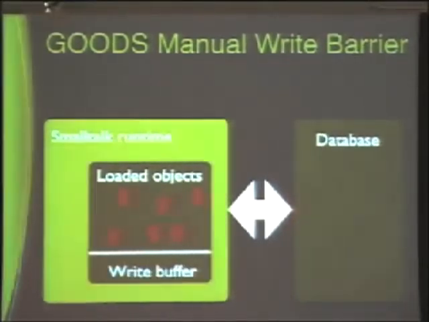The problem is, with Goods as a general solution, without a manual write barrier, Goods has to go through all the objects to see which one has changed, and then send the change to the database. If you have a manual write barrier, you have a write buffer, and you have to manually put the objects you changed into the write buffer. You have to manually do that. Our database access object layer takes care of that, so it works.